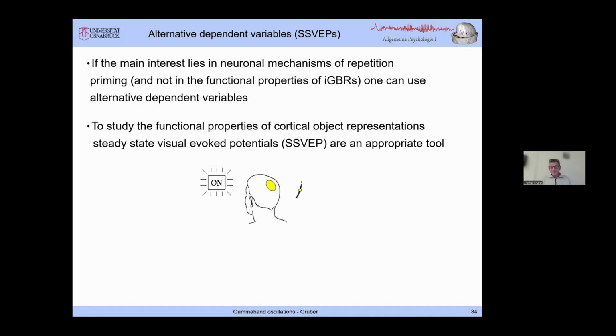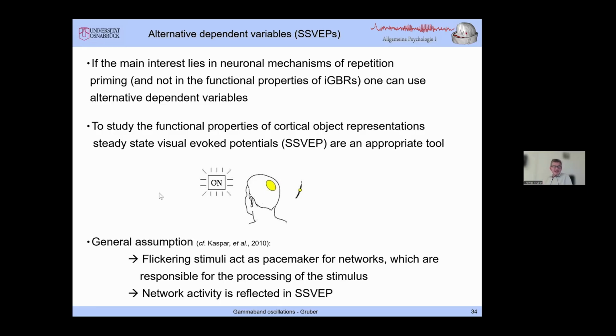And what your brain does when watching a flickering light, for example, at 10 Hertz, it follows this oscillation. So if a light flickers at 10 Hertz, your brain starts flickering at 10 Hertz. If a light flickers at 15 Hertz, your brain starts flickering at 15 Hertz. And the assumption is here that flickering stimuli act as a pacemaker for networks which are responsible for the processing of a stimulus. And this network activity is reflected in the steady state visual evoked potential, this oscillation. So in other words, I can trigger the giraffe network I've mentioned at the beginning of my talk. I can trigger it if I flicker the giraffe at 10 Hertz. Then the giraffe network in the brain starts flickering at 10 Hertz, and I can measure a 10 Hertz response.